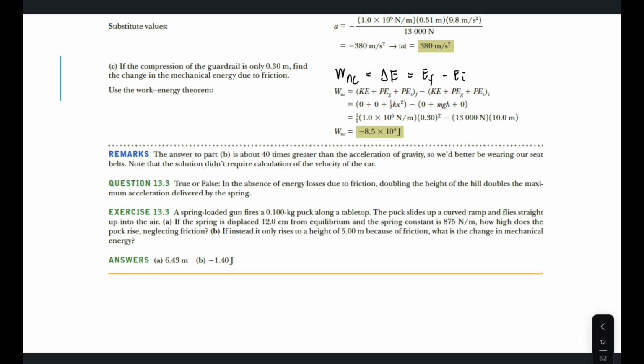KE initial, everything starts from rest, therefore it is 0, the V is 0. PEG, yes, we do have mgh. And the PES initial, no, we don't have any compression or elongation initially for the spring. So calculate, and you're going to have your W_NC equivalent to negative 8.5 times 10 to the power 4 joules. Negative here means that we are losing energy due to the friction. So exercise 13.3, take it as your homework.